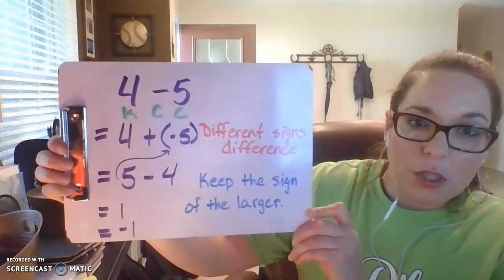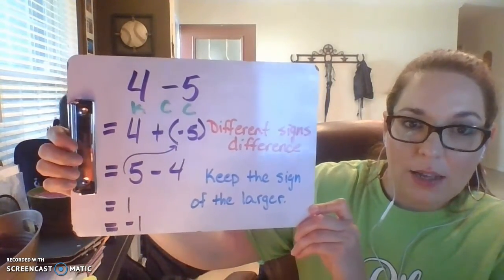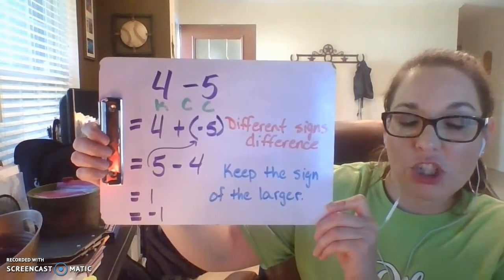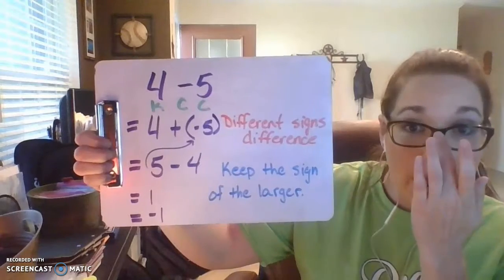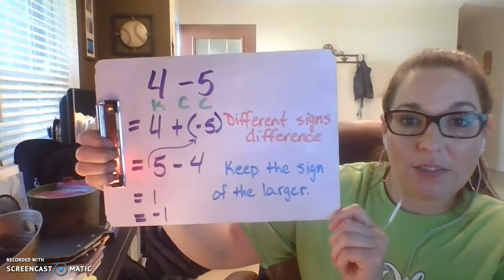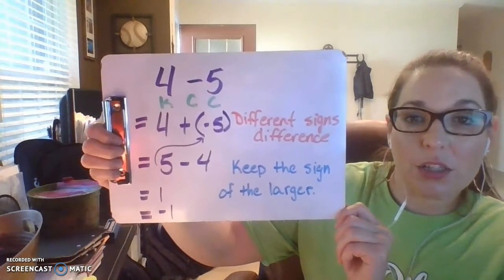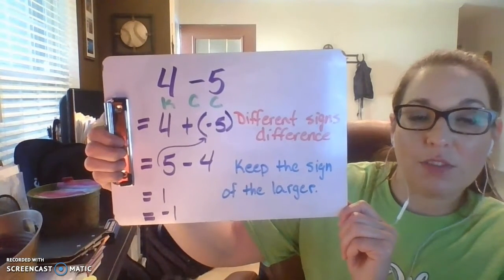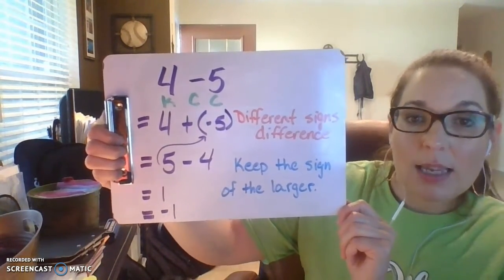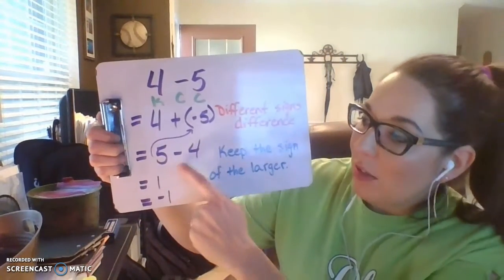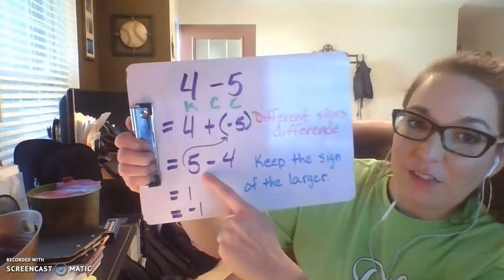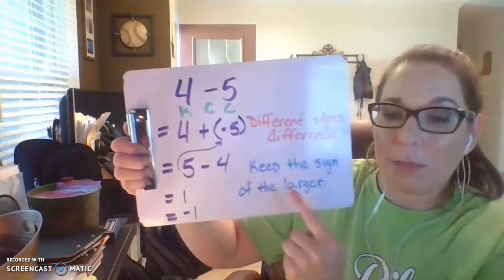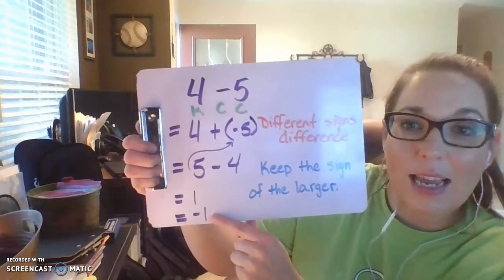The example for subtracting integers is 4 minus 5. So we're going to KCC, or keep, change, change. We keep the positive 4, change subtraction to addition, and change the positive 5 to a negative 5. Now we have addition, and we follow different signs difference. So we take the difference of 4 and 5. So 5 minus 4 is 1. Keep the sign of the larger. Well, 5 is bigger than 4, so we're going to go back to 5's original sign in the addition problem, and it was a negative number, so our answer is actually a negative 1.